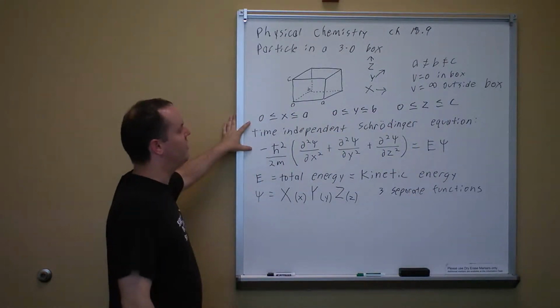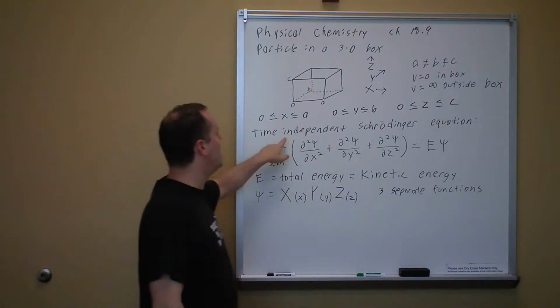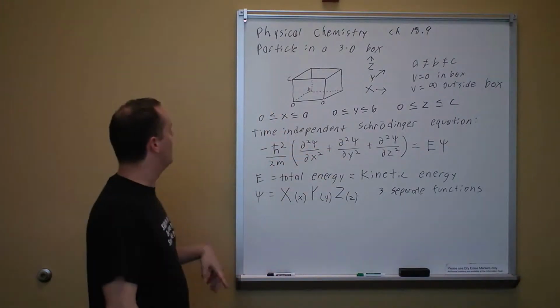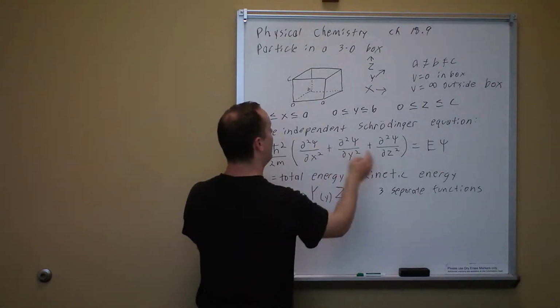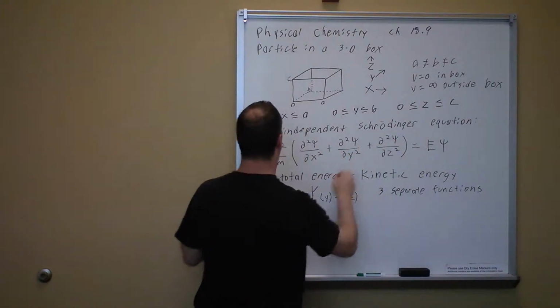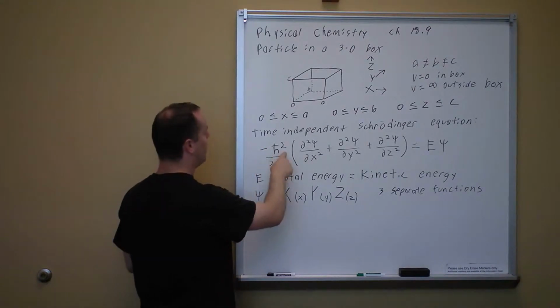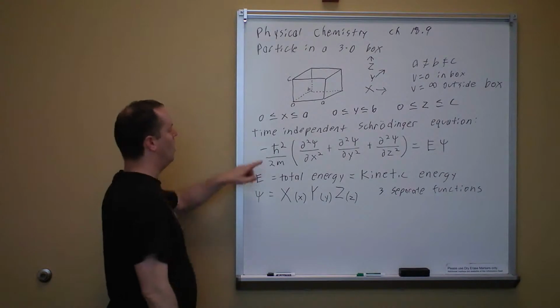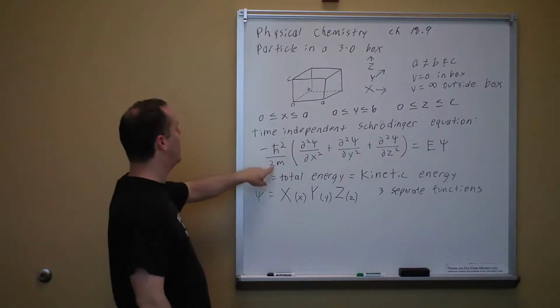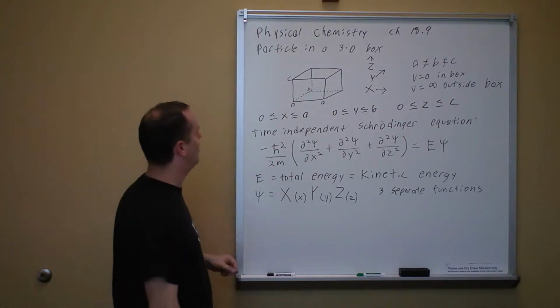Now we're talking about stationary states, of course. So we have the time-independent Schrodinger equation. So this is what it looks like. It's just like we had before, but we've got y and z. So we have our minus h bar squared over 2m. Remember, h bar is Planck's constant over 2 pi. And then the m would be the mass of the particle.